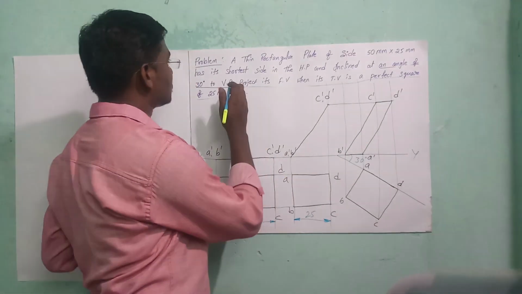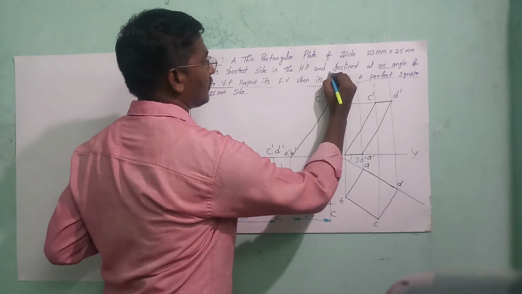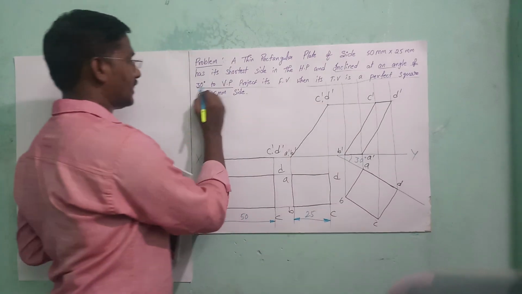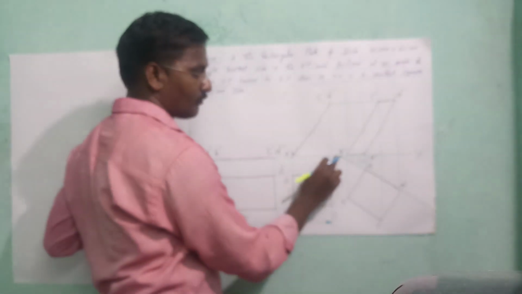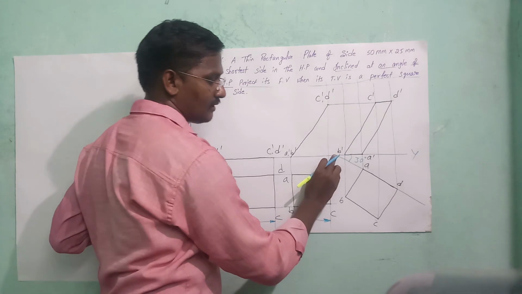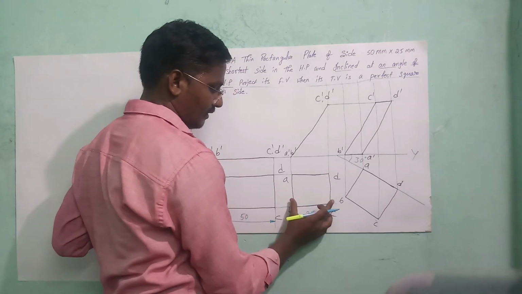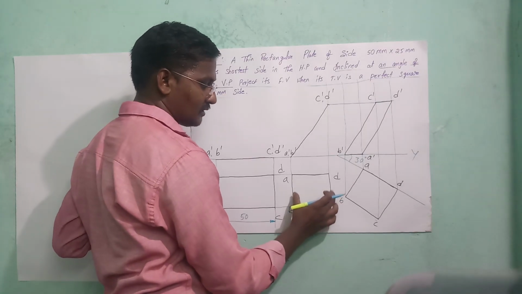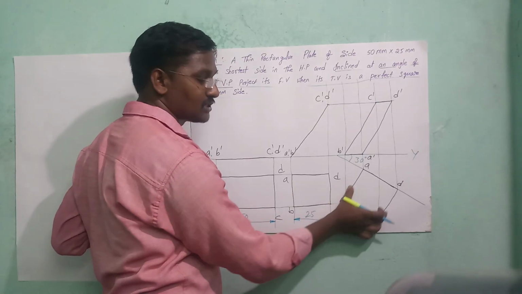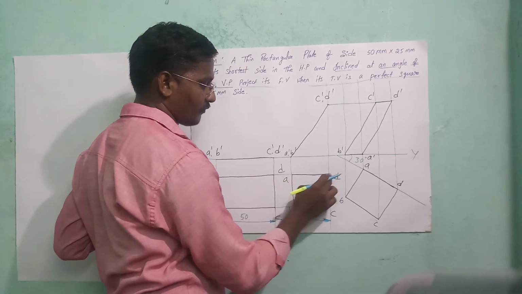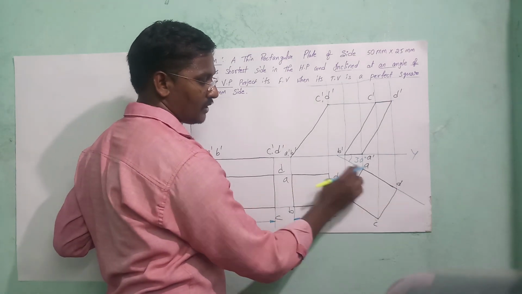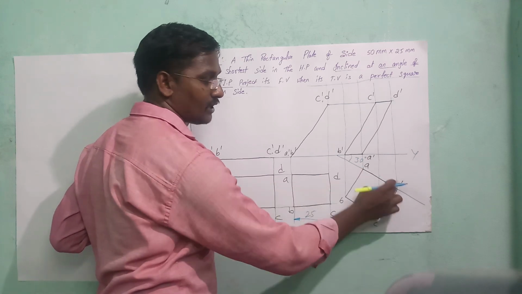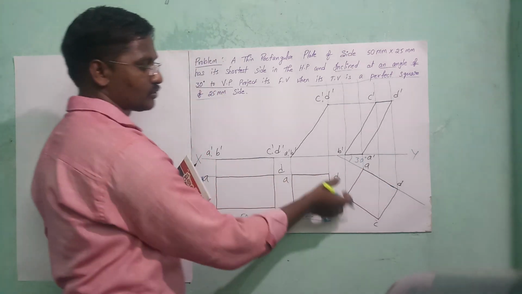After that, what he has given is shortest distance side in the HP and inclined at an angle of 30 degrees to VP. Now locate one point on this XY reference line, take an angle of 30 degrees and place whatever the square is there on the second position. That second position square have to draw on this 30 degrees line. Okay, now measure the distance of A to D. Place this A to D distance on this 30 degrees line. After that, draw a square here by taking 90 degrees of 25 mm.